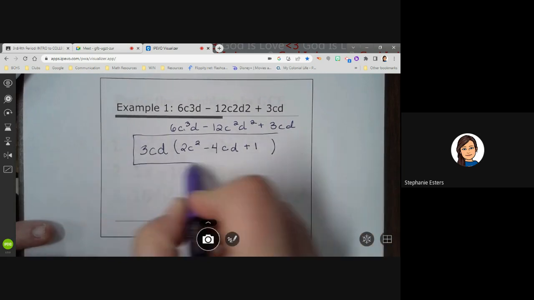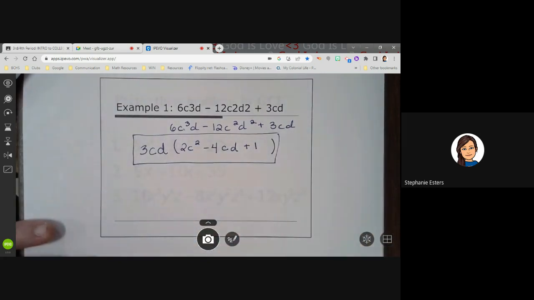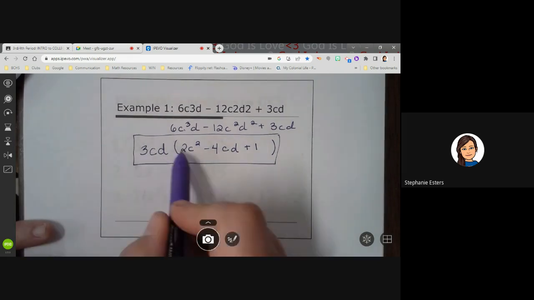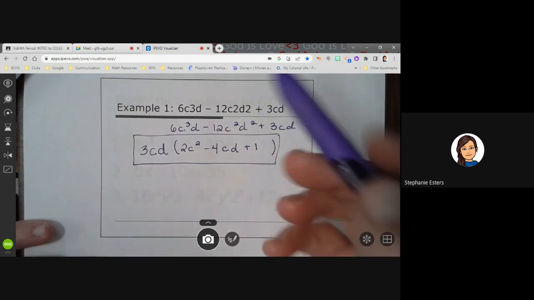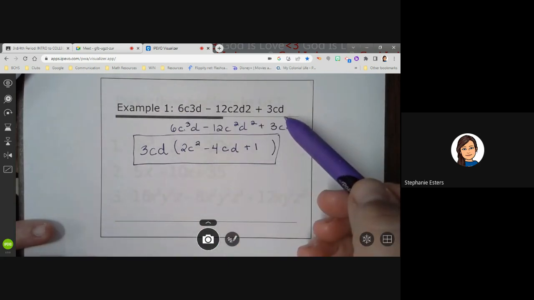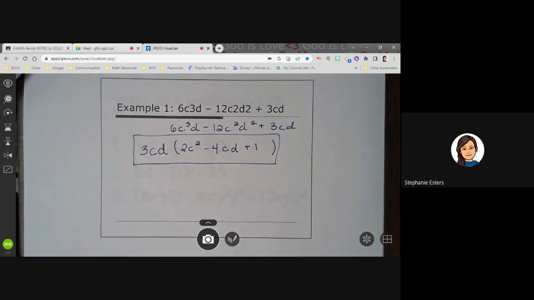This is our answer. And guys, if you are ever unsure about your answer and you want to be able to check, you can absolutely just redistribute that GCF through and see if you get the original problem. If you don't, then you've done something wrong. But if you do, you've done it correctly.